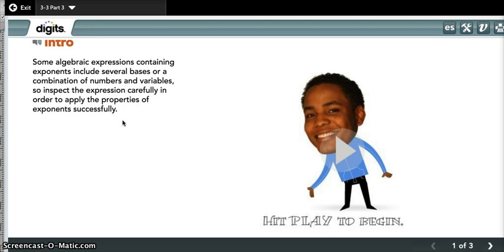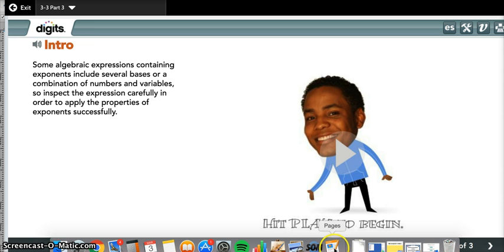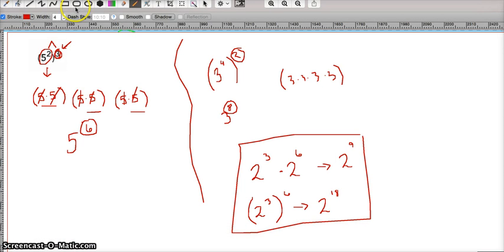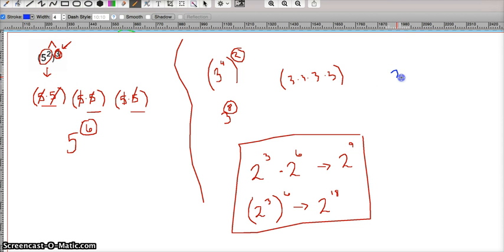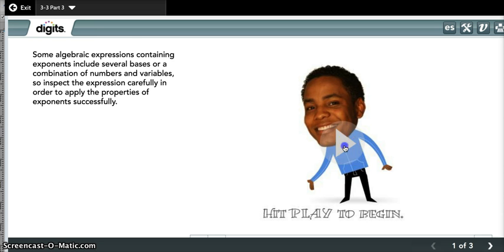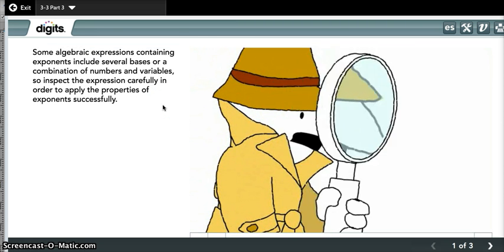All right, in this part, it is talking about what happens when you have something like this. When you have, grab a different color, something like 3 to the third times 2 to the ninth. You have different bases, so it's talking about different bases, and we're going to talk about that by watching this video.